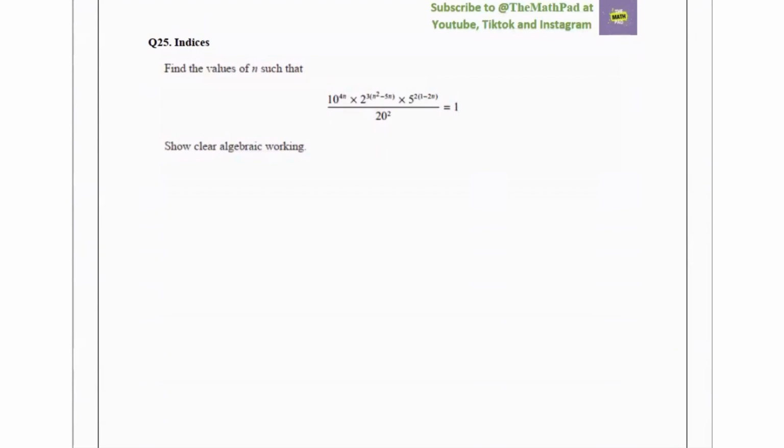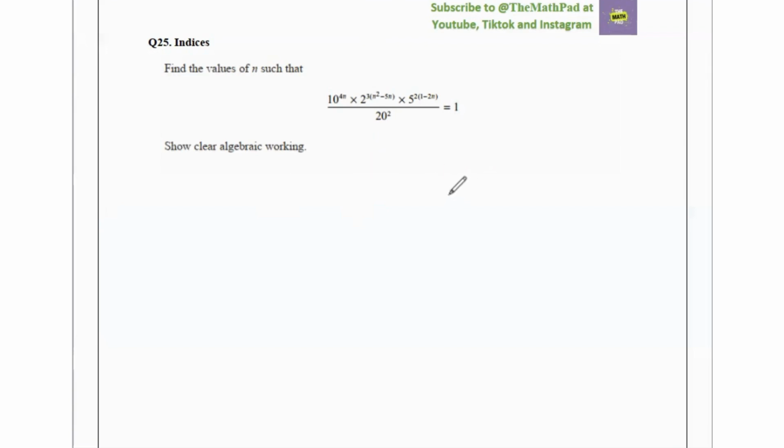Indices. So this is like the harder version of the indices question as compared to the one that we did previously. It says, find the values of n such that 10 to the power of 4n times 2 to the power of 3 times n squared minus 5n times 5 to the power of 2 times 1 minus 2n, divided by 20 squared, equals 1. Show clear algebraic working. A lot of numbers, a lot of terms, very confusing at first glance, but it's not that hard. Trust me.